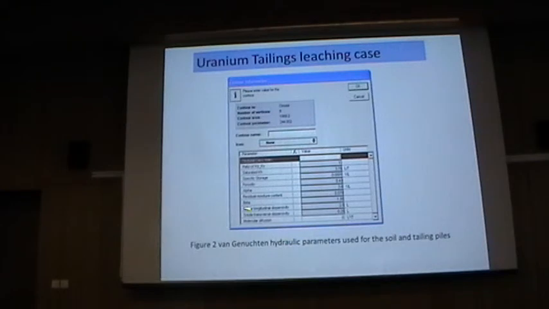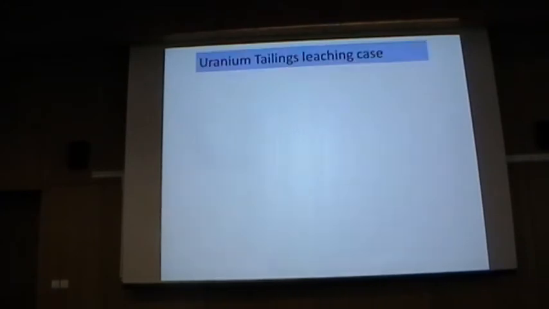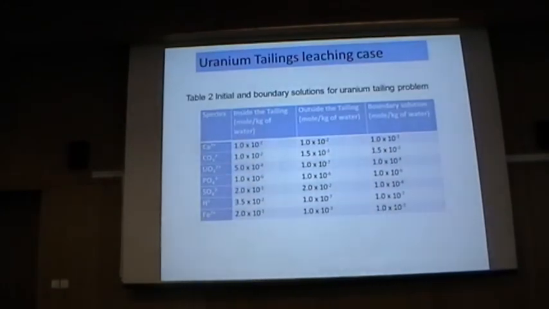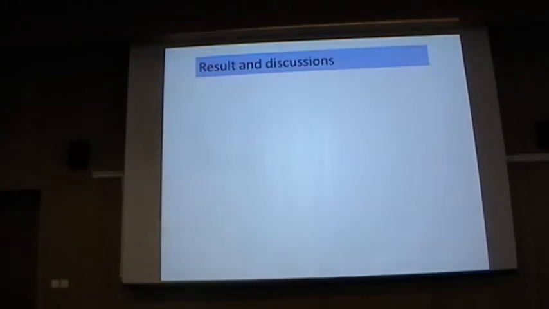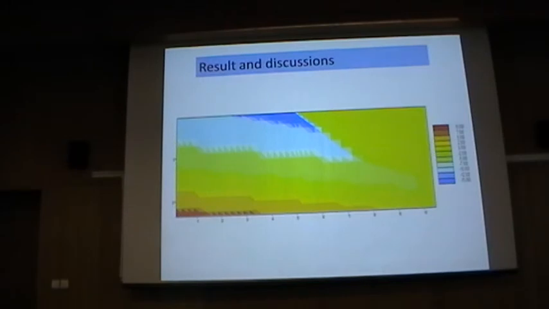function hydraulic parameters for soil, and for both the soil and the tailing, we use the same hydraulic and chemical properties. This is a solution for the tailing, this is a solution for the soil, and this is the solution at the boundary where we have rainwater or things like that. So this is the initial condition for flow due to the simulating processing tool.